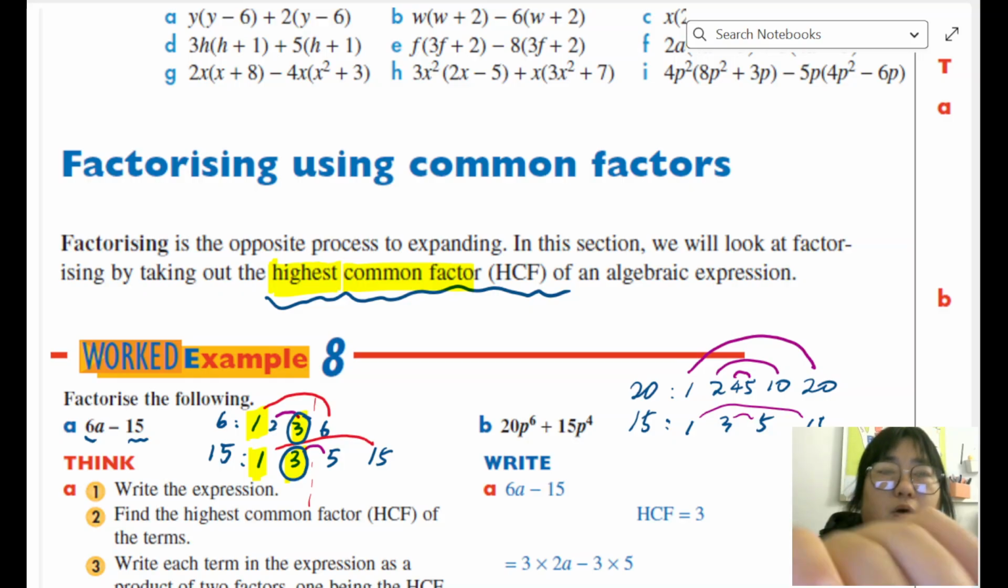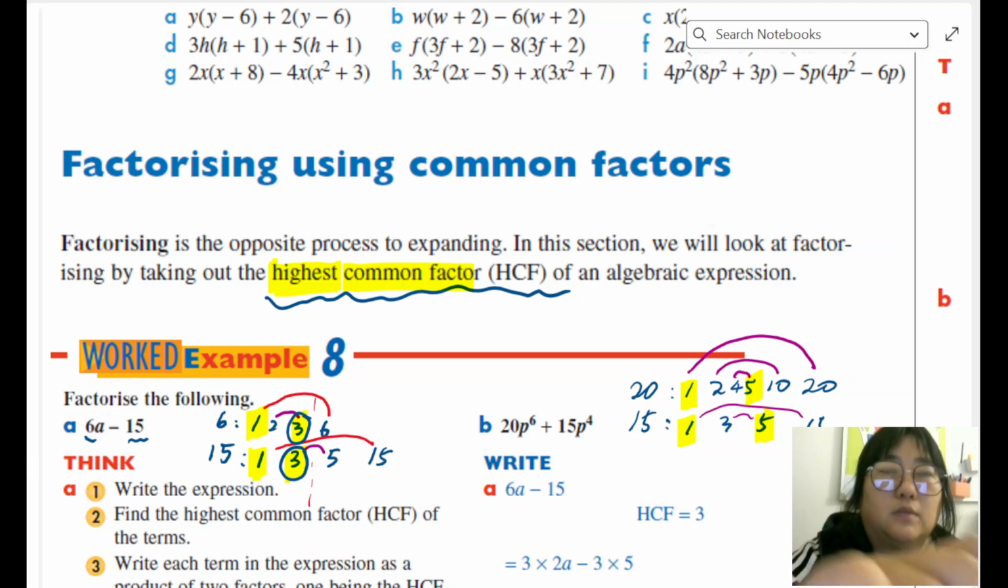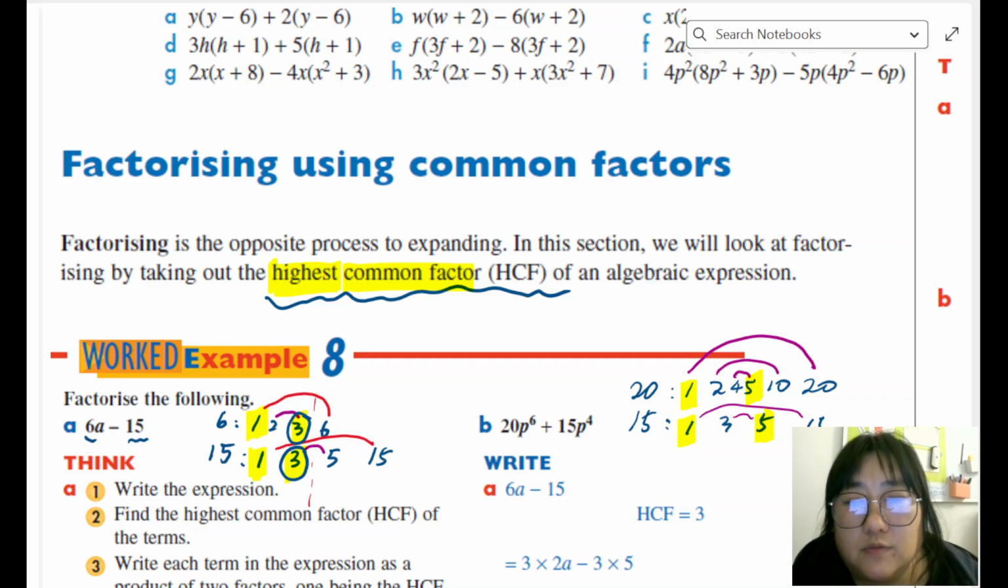And then I can find out the highest common factor. Common factor 1, common factor 5, and the highest common factor has to be 5. So now I can do the factorizing for the numbers. That's supposed to be 5. And then I will check the letter part. Mine is p to the power of 6, and mine is p to the power of 4.